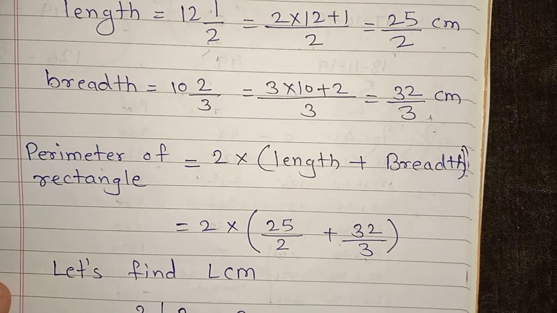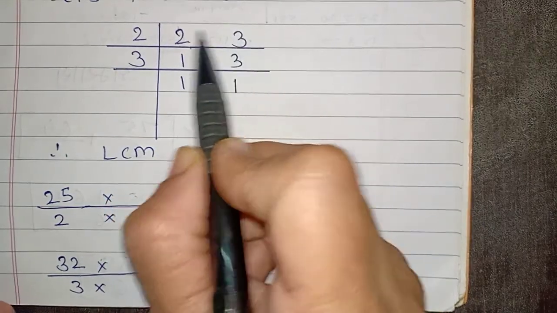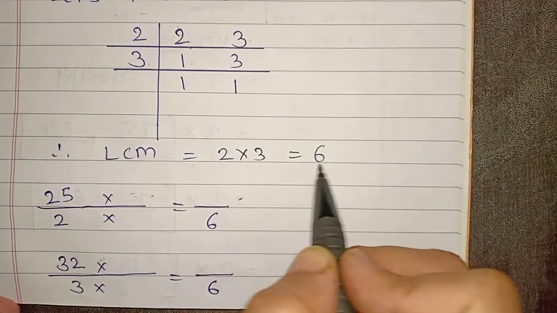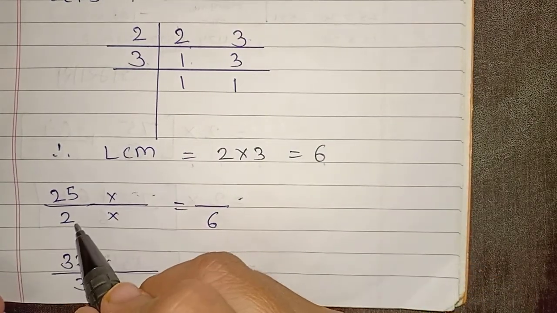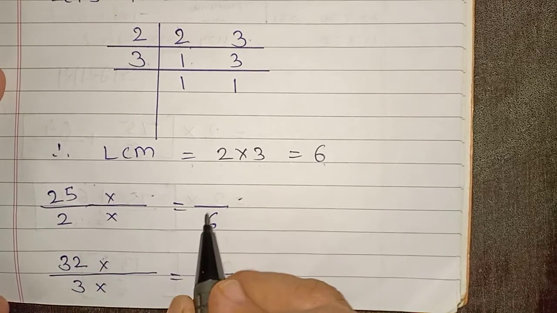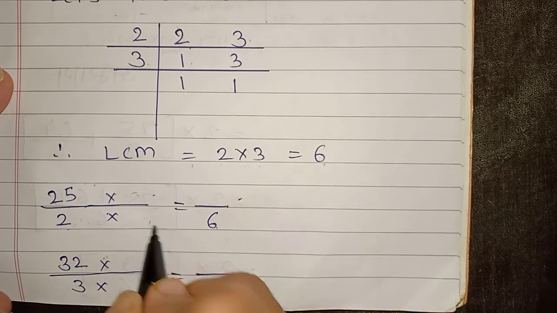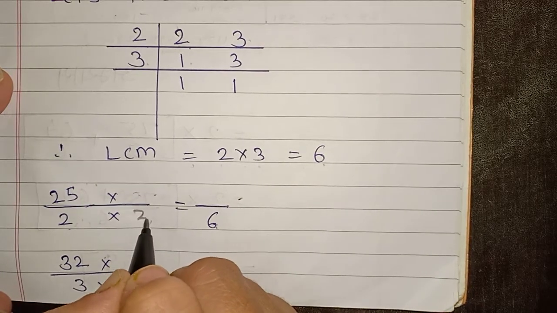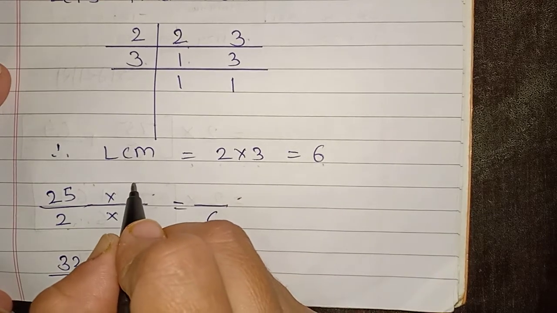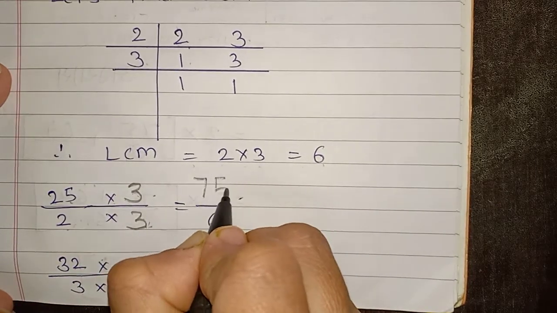So let's find the LCM of 2 and 3. So 2 1s are 2, 3 as it is, 3 1s are 3. So LCM is equal to 2 into 3, which gives the answer 6. Now let's make the denominator same. So I have taken the first fraction 25 by 2. Now since our LCM is 6, we have to make the denominator 6. So 2 multiplied by which number gives us the 6? So 2 by 3 gives me the answer 6. Since I have multiplied the denominator by 3, I have to multiply the numerator also by 3. So 25 into 3 gives me the answer 75.